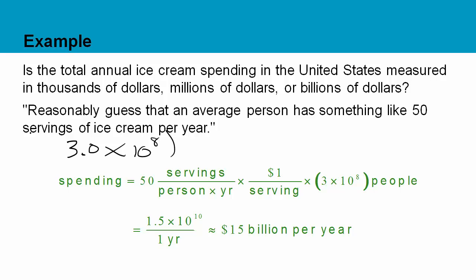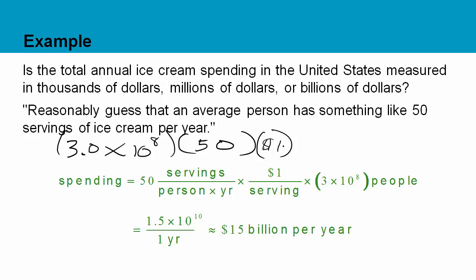Then we would take that number, multiply it by how many servings we think they get. Well, a reasonable guess is 50 servings of ice cream per year, basically one a week. That seems pretty reasonable. We could be way off, but it makes the math easy. And then if we take that and multiply it by the cost per serving, another reasonable guess is just that it's $1 per serving, which also makes the math really super easy.